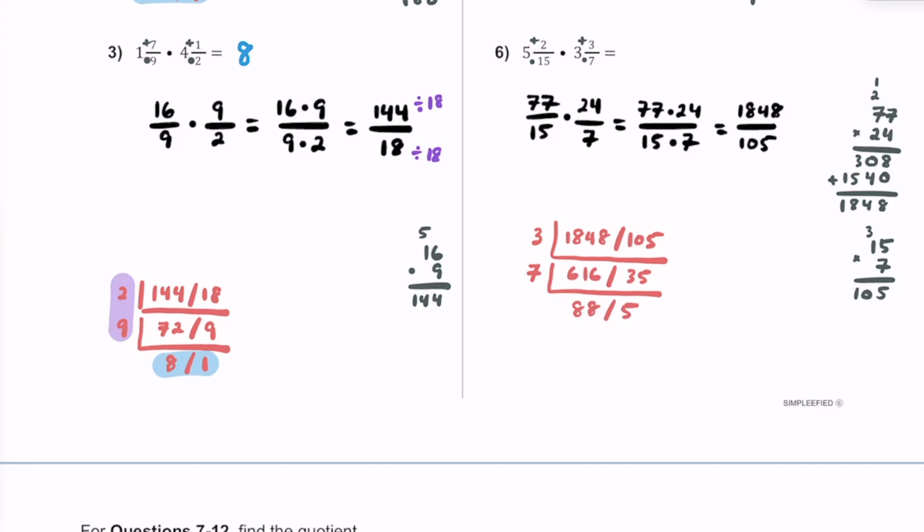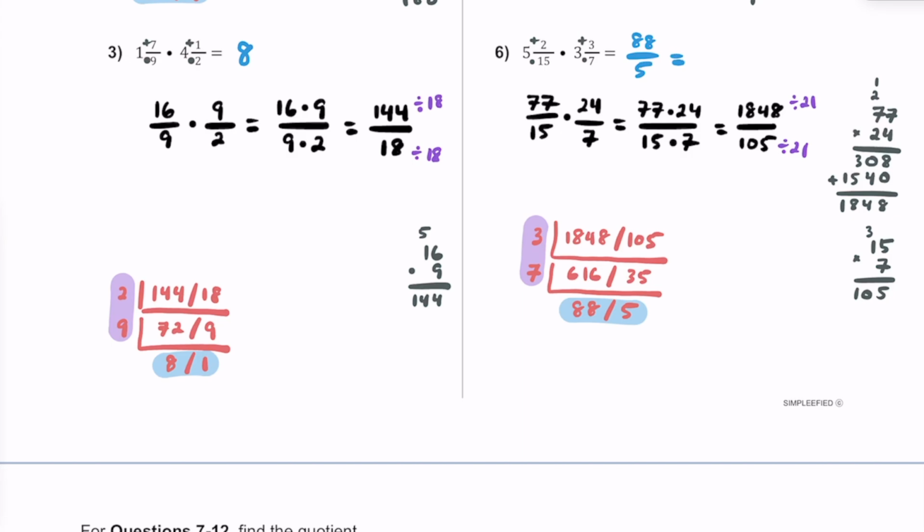Now, 5 is a prime number, and it doesn't go into 88, which means we are done. On the side here, 7 times 3 is 21, which means that's the GCF. If we divide these both by 21, we're going to get our final answer here of 88 fifths. So that right here would be our product, 88 over 5.